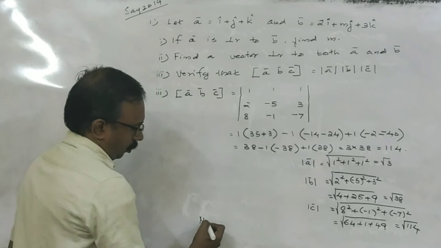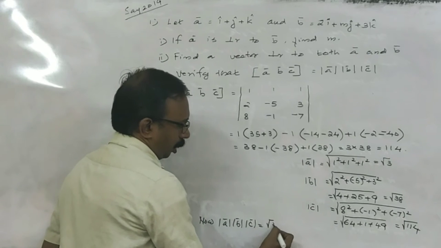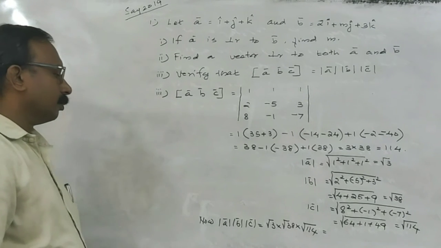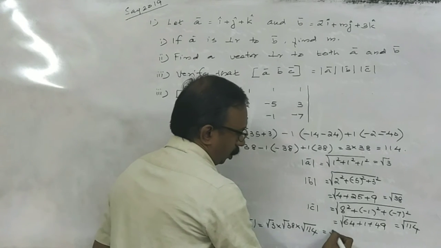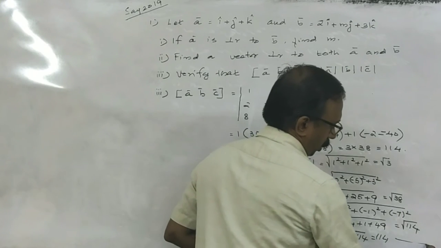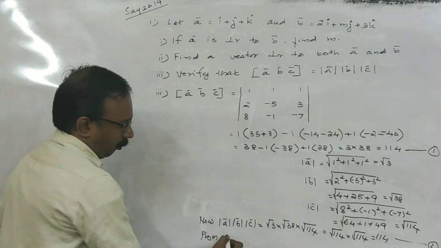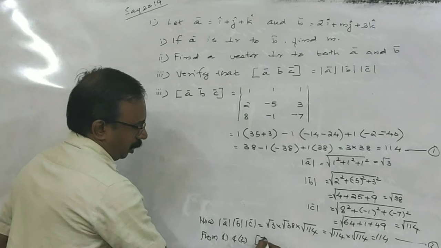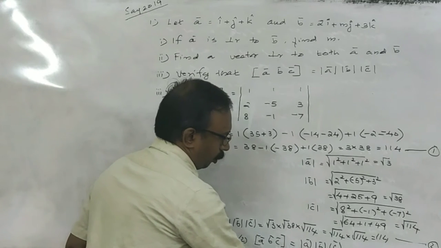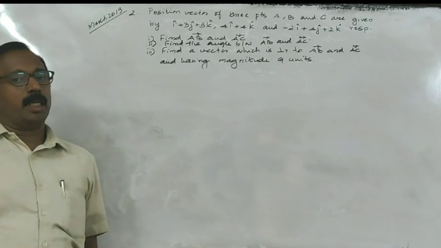Now, modulus of A into modulus of vector B into modulus of vector C is equal to root 3 into root of 38 into root of 114. That is 38 into 3, root of 114 into root of 114. That is 114. This is equation number 2. And this is equation number 1. From 1 and 2 we have modulus of box product [A B C] is equal to modulus of vector A into modulus of vector B into modulus of vector C. Isn't it?